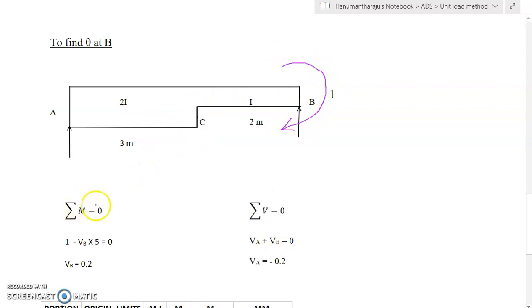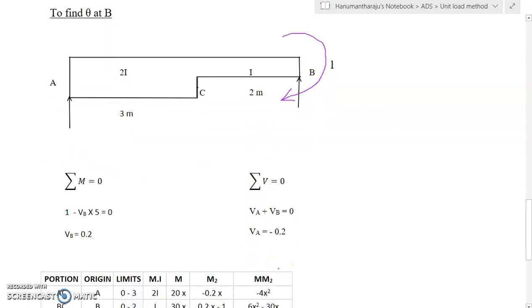To take sigma M equal to 0, take moment about A, it is V into 0, then it produces a clockwise moment plus 1, then VB produces an anticlockwise moment, therefore minus VB into 5. Therefore VB value we are going to get as 0.2. Apply another equilibrium condition, sigma V equal to 0, VA plus VB equal to 0, therefore VA equal to minus 0.2.